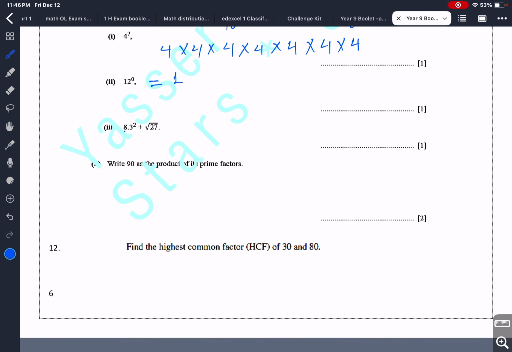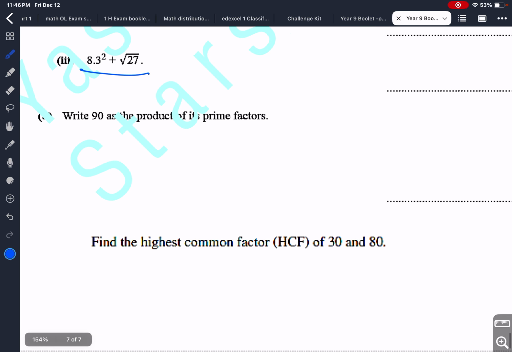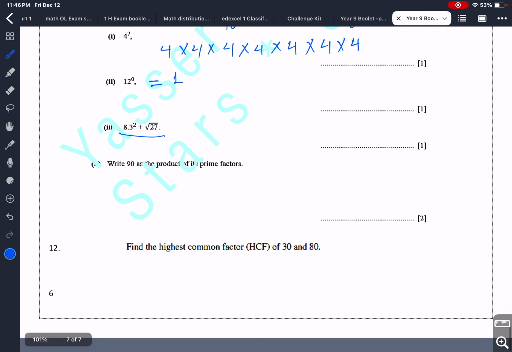Okay, now for this we're going to use the calculator because it's challenging to do it mentally, and it's not required now for the non-calculator section, just for the calculator section, and it's easy. I will show you how to use the calculator properly, and inshallah it will help you a lot.